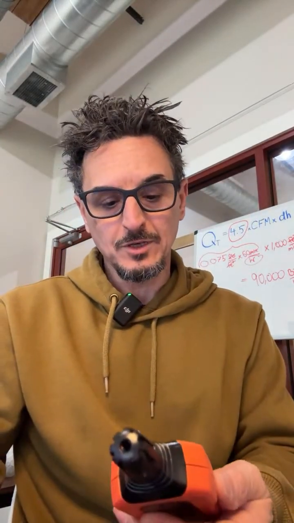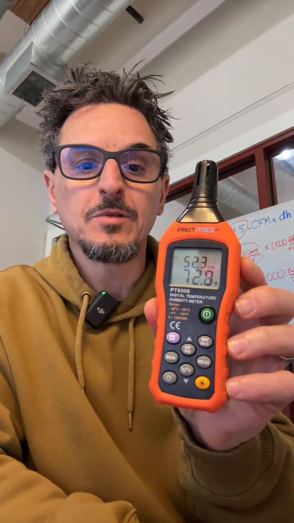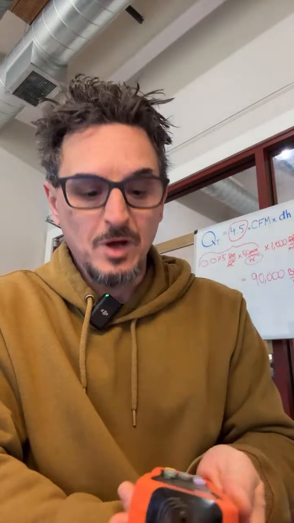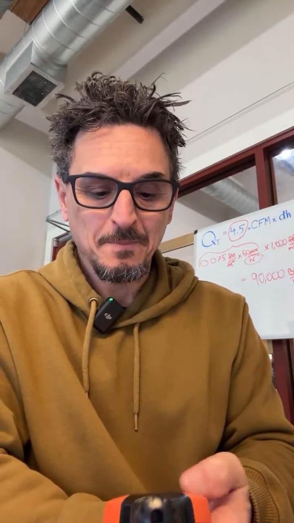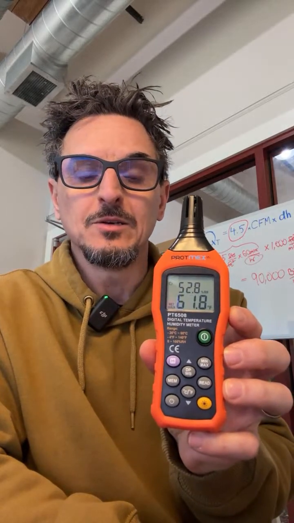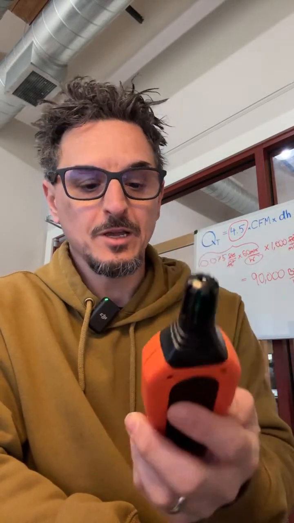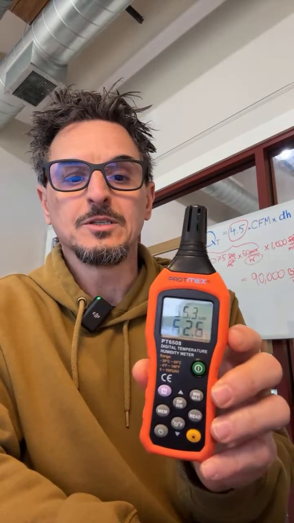So in my office here, 73-ish degrees, dry bulb. And let's see what the wet bulb is. Wet bulb's always lower than the dry bulb. The wet bulb is about 62. Okay, so pretty good conditions in here. It's about 54% RH, 72 degrees, so very nice office conditions. So 62.6 is the wet bulb.